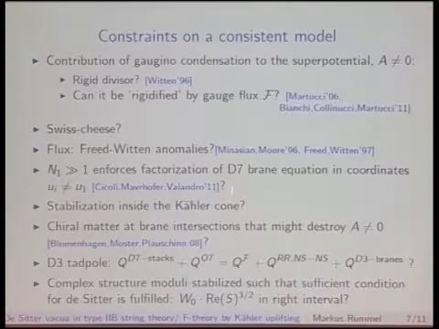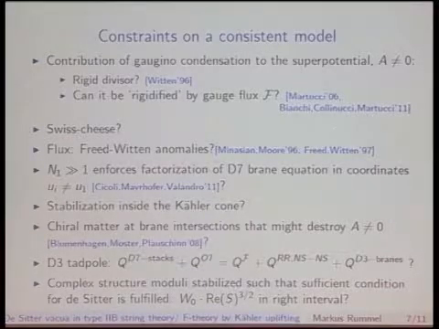So, of course, if you want to realize a fully consistent model, this is more complicated than just doing the scan. So there's various things you have to check. You need this non-perturbative effect to stabilize the Kahler moduli, and then the cycle has to be rigid, or it can be rigidified by gauge flux. The manifold has to be Swiss cheese. You have to cancel Freed-Witten anomalies. You might be forced by factorizing this brane equation to have also large gauge group ranks on other divisors, which might screw up your large volume in the end.